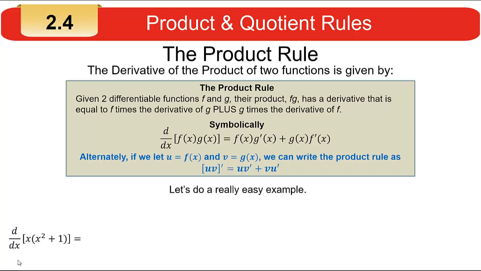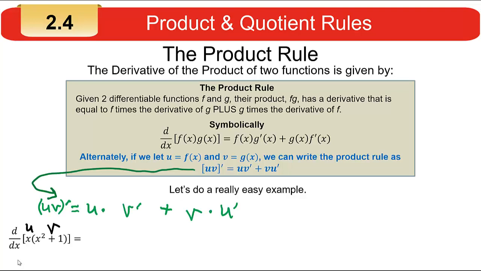I'll do a really simple example. What if I want you to take the derivative of the product of x and x squared plus 1? According to this product rule, you could treat x as being the u, and x squared plus 1 as being the v, and the product rule says you take u times v prime plus v times u prime. So you write down u, then you take the derivative of v, then you've got the plus sign, then you do v times the derivative of u. All that's left to do really is to take those two derivatives and simplify a bit.